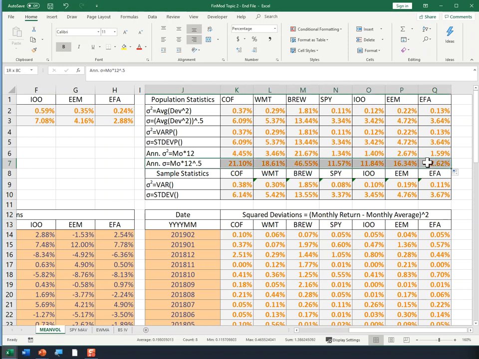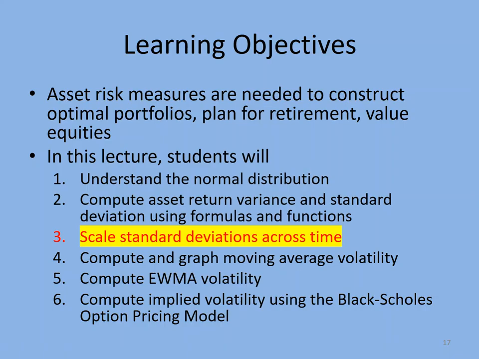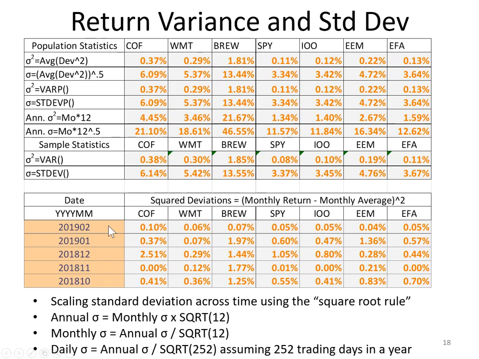Now in finance, most standard deviations are quoted as annualized numbers. So I'd say that Brew has an annualized volatility based on monthly data of 46.55%. So in this calculation right here, we calculated the annual standard deviation by taking the monthly standard deviation and multiplying times the square root of 12.